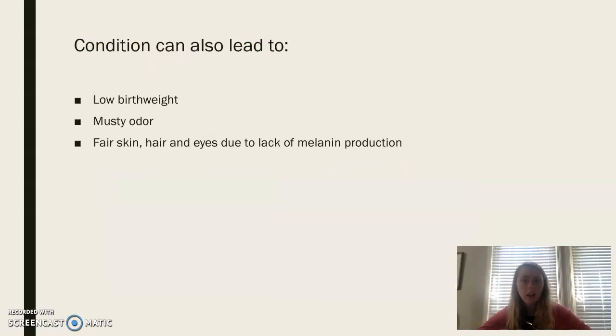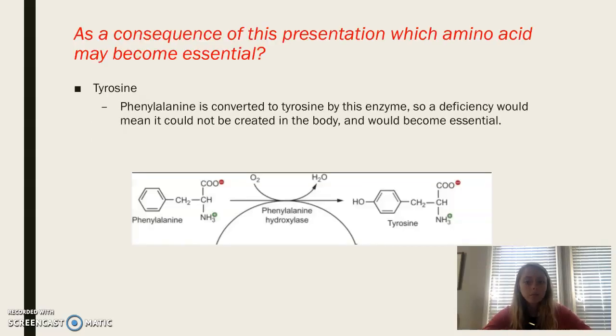This condition can also lead to low birth weight, which was seen in this patient, a musty odor, and fair skin, hair, and eyes due to the lack of melanin production. The other piece of this is that tyrosine can be converted into melanin, which is what gives pigmentation to our tissues. So with this deficiency, tyrosine cannot be created, so it leads to the lack of melanin.